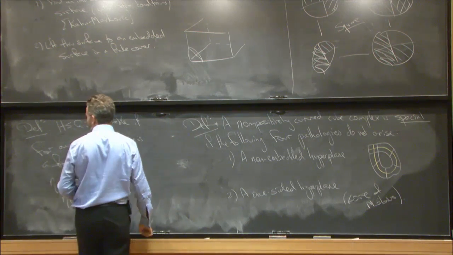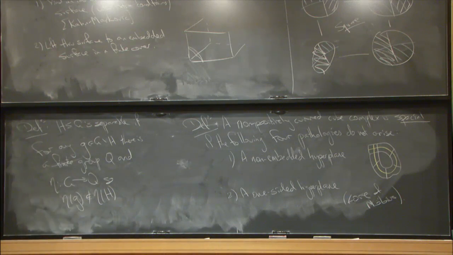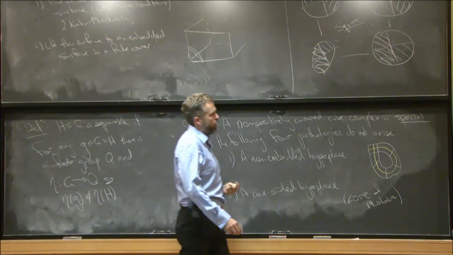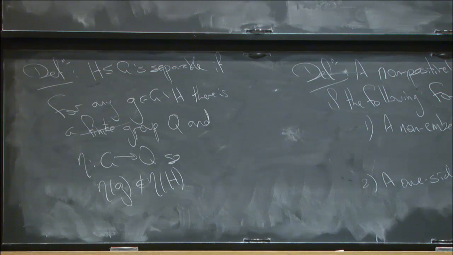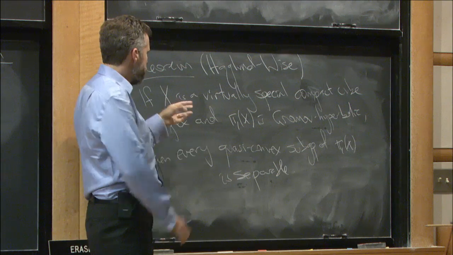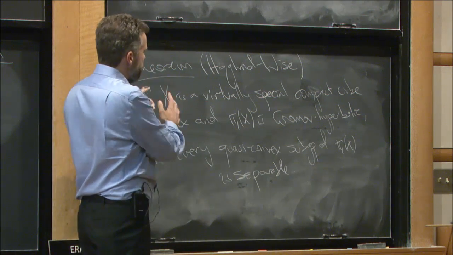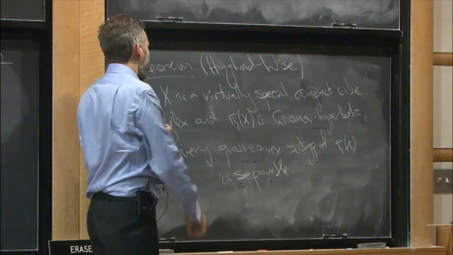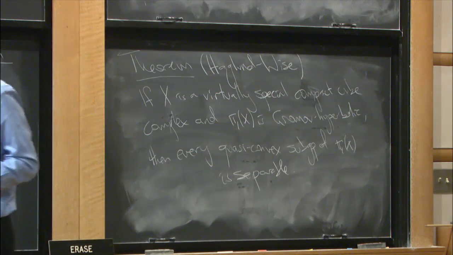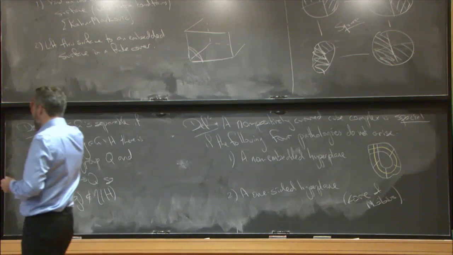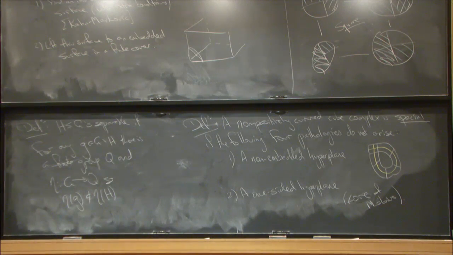Okay, so let me just tell you two results that give you a way of building groups that are the fundamental groups of virtually special compact cube complexes. If you could somehow prove that these things existed and were virtually special, then you would be in good shape for this kind of problem. Let me tell you two ways that you can do it.